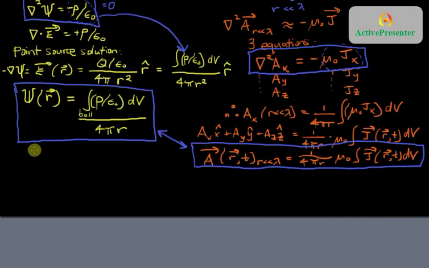On the left-hand side, the physical interpretation of this expression is just to look at this integral and say, well, that's the total charge inside the ball near the origin. So I would just rewrite this as psi of r equals q over epsilon naught over 4 pi r, and I'm done.